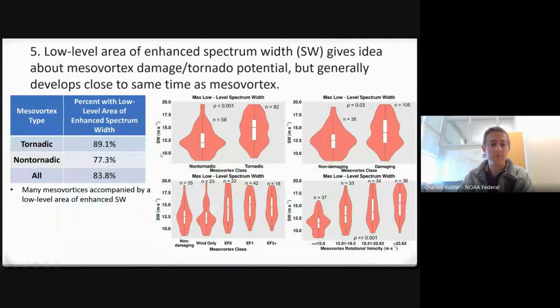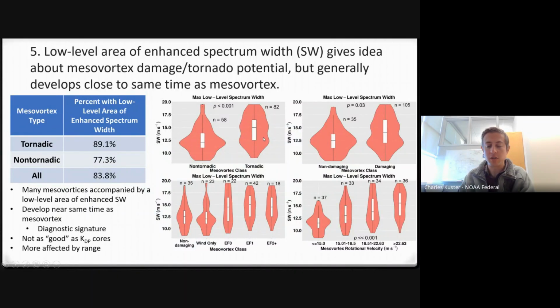But they were associated with many of the mesovortices that we saw, 85%, maybe even more. We did also see differences in the magnitude of the spectrum width between tornadic and non-tornadic, damaging and non-damaging mesovortices. So that was interesting, and those were statistically significant. The drawback is that they develop at the same time as the mesovortex, so more of a diagnostic signature than predictive, whereas the KDP cores are at least developing 1 to 3 or 4 volume scans prior to the mesovortex.